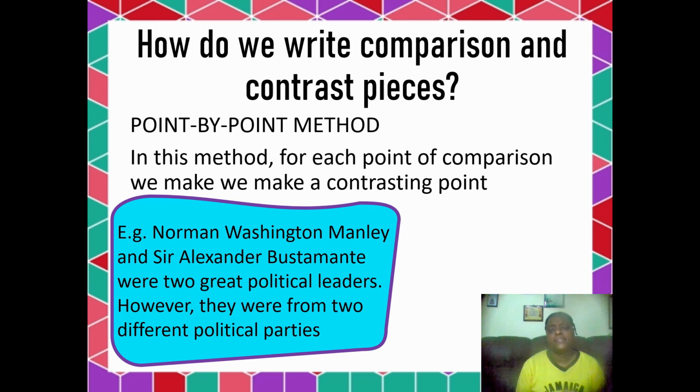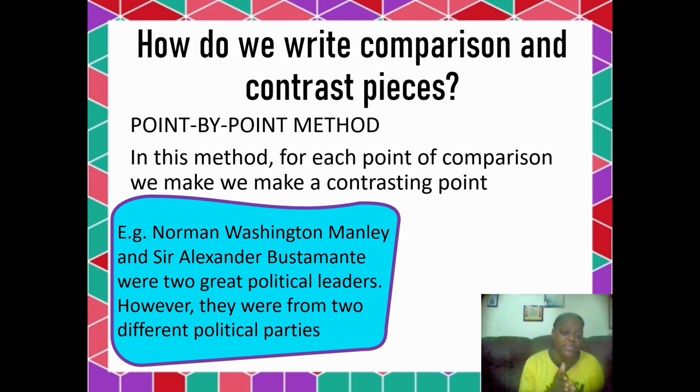How do we write comparison and contrast pieces? Now I'm going to be discussing in this presentation two methods. The first method I will discuss is the point-by-point method. For this method, for each point of comparison, we make a contrasting point. So here I have written an example. Norman Washington Manley and Sir Alexander Bustamante were two great political leaders.